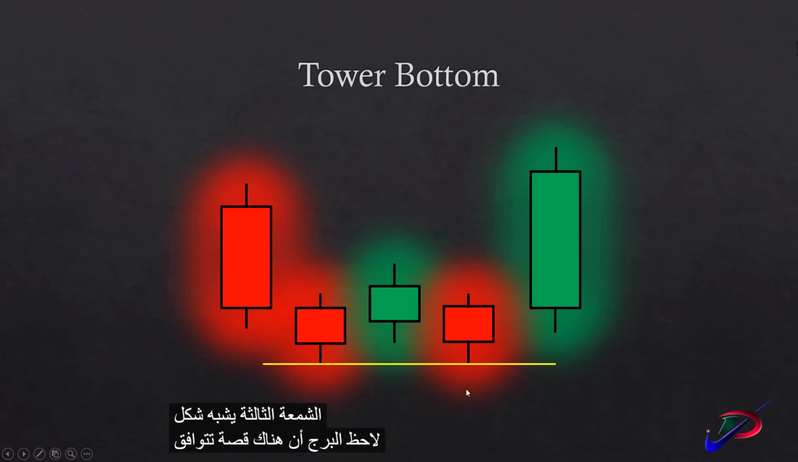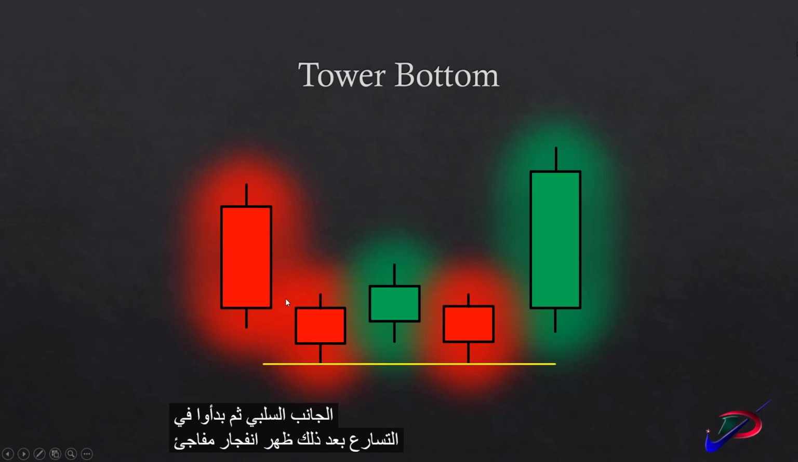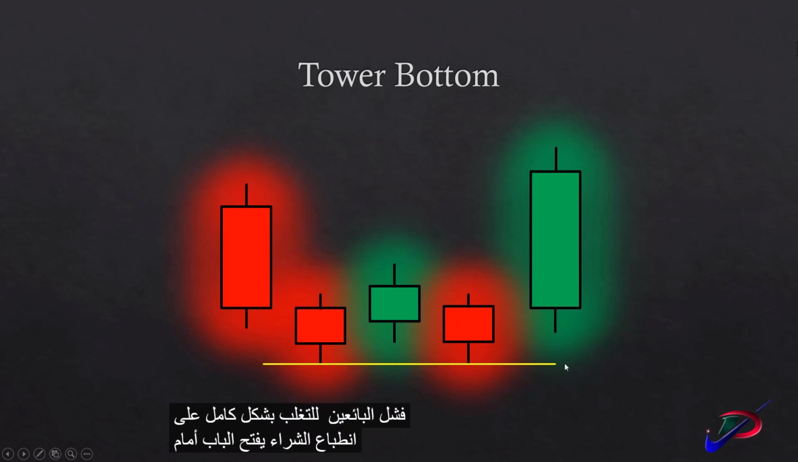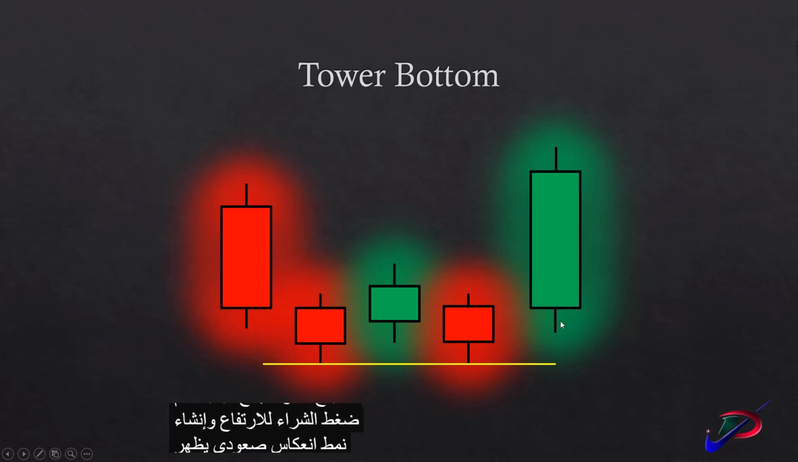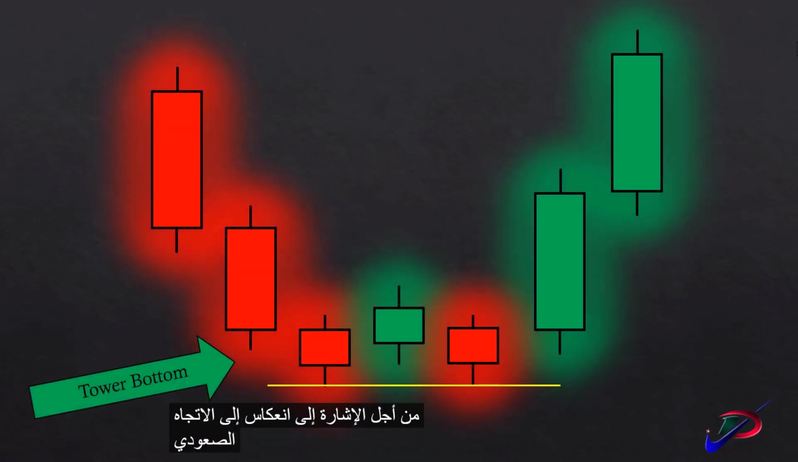Notice that there is a story that goes along with the pattern, which is that sellers were advancing price to the downside and then started to decelerate. After that, a sudden burst of buying pressure appeared, and sellers tried to overcome that. The fact that sellers failed to fully overcome the buying pressure opens the door for the buying pressure to rise and create the bullish reversal pattern. The tower bottom appears when price is going down in order to signal a reversal to the upside.